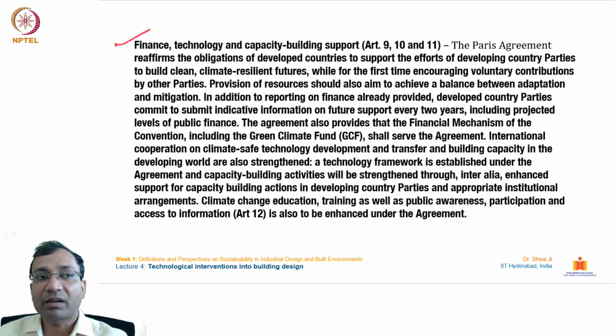International cooperation on climate safe technology development and transfer and building capacity in the developing world are also strengthened. A technology framework is established under the agreement, and capacity building activities will be strengthened through, inter alia, enhanced support for capacity building actions in developing country parties and appropriate institutional arrangements. Climate change education, training, as well as public awareness, participation, and access to information, Article 12, is also to be enhanced under the agreement.